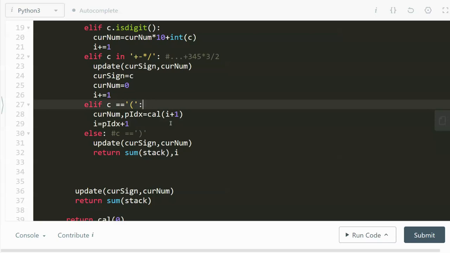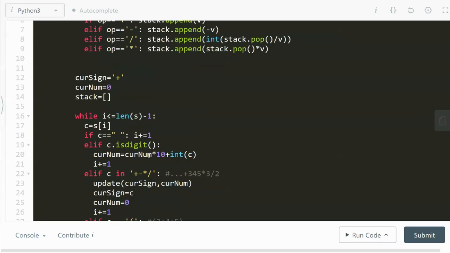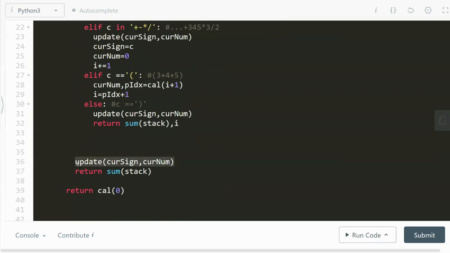So essentially, let's say the contents in the bracket look like this: 3 plus 4 plus 5, and we recursively call this function. We're going to return all of it. So this current sum is going to be 3 plus 4 plus 5, and then the index is going to be this one over here. And then we move the index on by plus 1. Okay, I hope I'm making myself clear. So at the end, if there's something left in the current sign and current number, we also update it to the stack, and then we just sum up the stack.